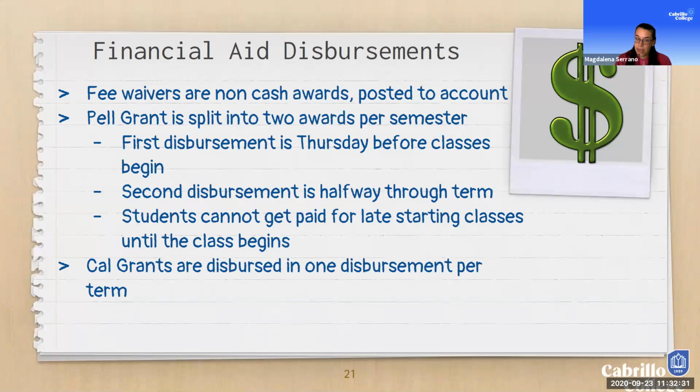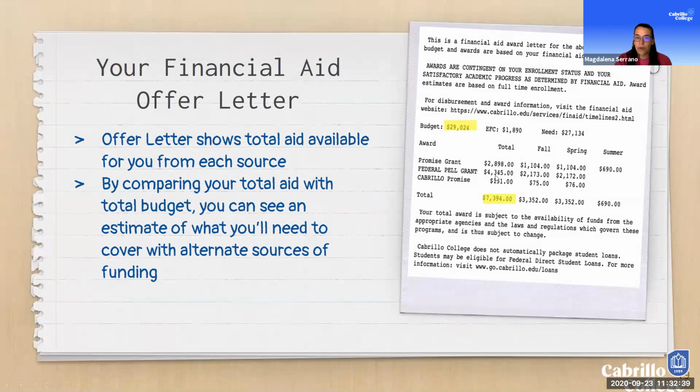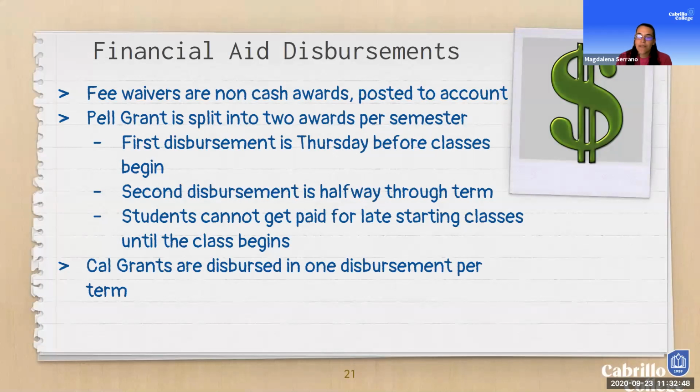Something else to keep in mind, fee waivers are not cash awards. Sometimes students call us and say, on the award letter, I see $2,898 for the Promise Grant. Where's that money? I never got it. That's a fee waiver. Fee waivers are not cash awards. They're posted straight to your student account, and they cover your tuition fees.